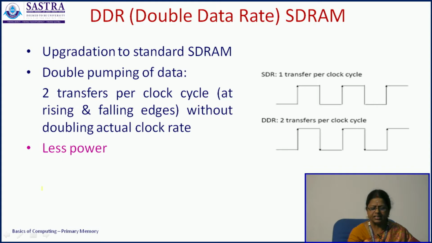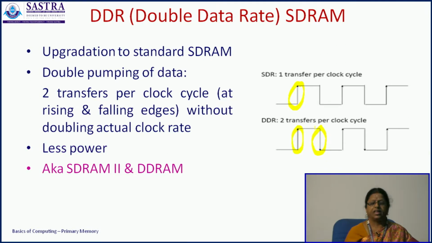In a normal SDR, there would be only one transfer per clock cycle during the rising edge. But in the case of DDR SDRAM, there are two transfers which happen per clock cycle. It is one at the rising edge and the other one at the falling edge. Hence, we call this double data rate SDRAM. These kinds of DDR SDRAM consume low power. They are also called SDRAM2 and DDRAM.